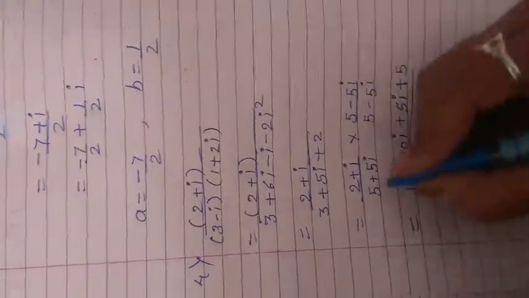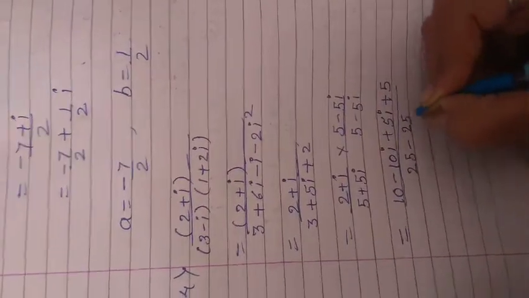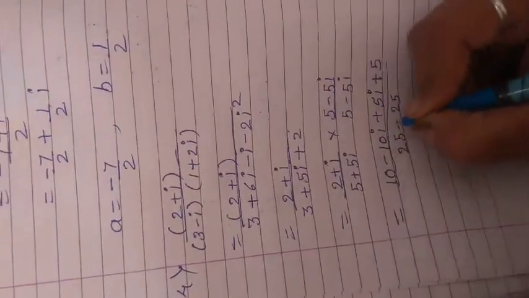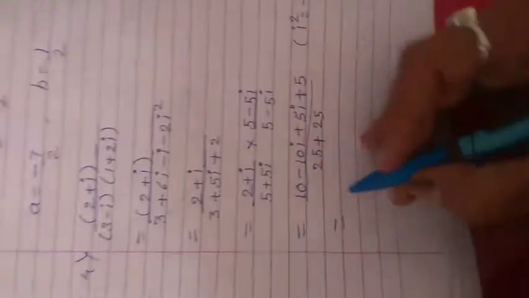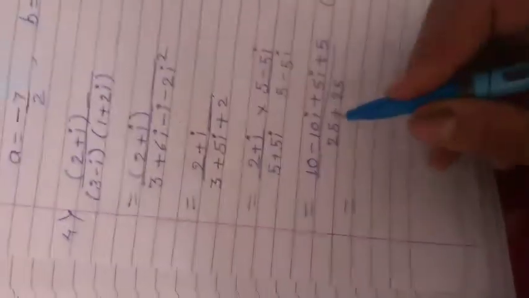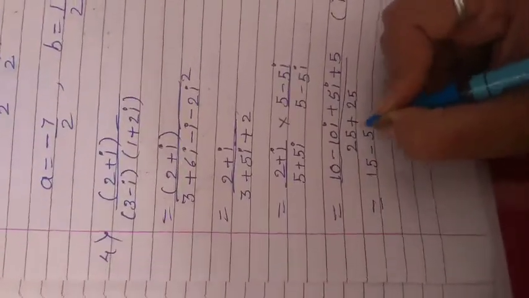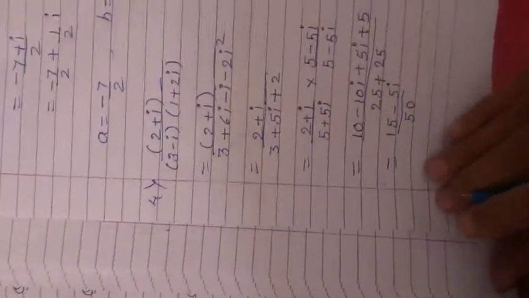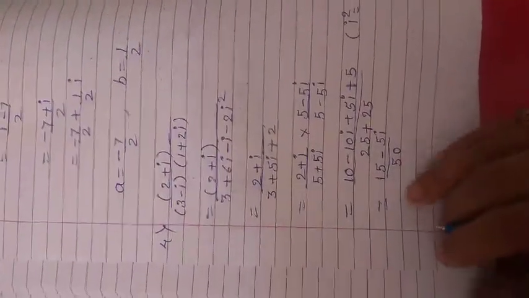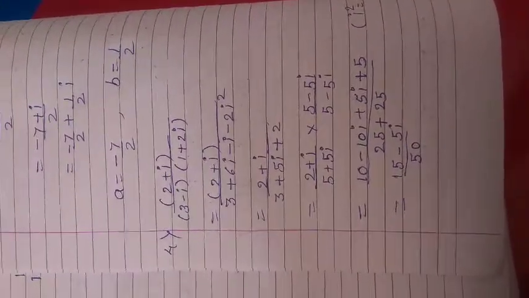And in the denominator, a squared minus b squared, so b squared is 25, and again i squared is minus 1, so plus. The reason is i squared is minus 1. So now this is 10 plus 5, 15. So 15, and this is minus 5i upon 50. So we'll separate the denominator. So 15 by 50 minus 5 by 50 i.